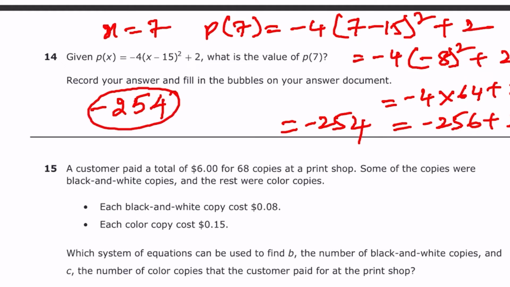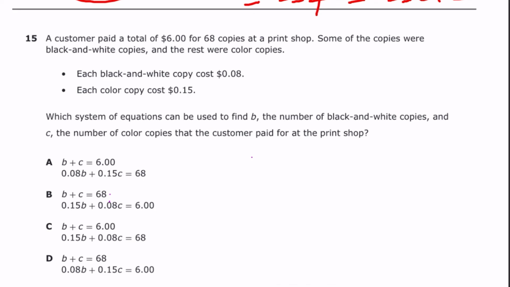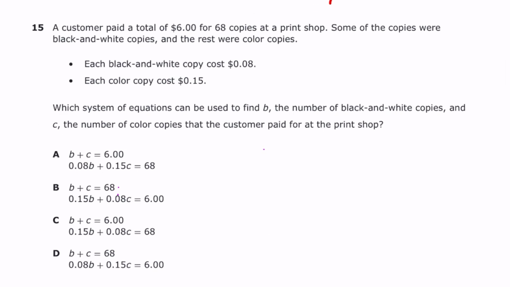This is the answer. Now next, in the 15th one, a customer paid a total of $6 for 68 copies at a print shop. Some of the copies were black and white copies and the rest were color copies. Each black and white copy cost $0.08 and each color copy cost $0.15. Which system of equations can be used to find B, the number of black and white copies, and C, the number of color copies that the customer paid at the print shop?